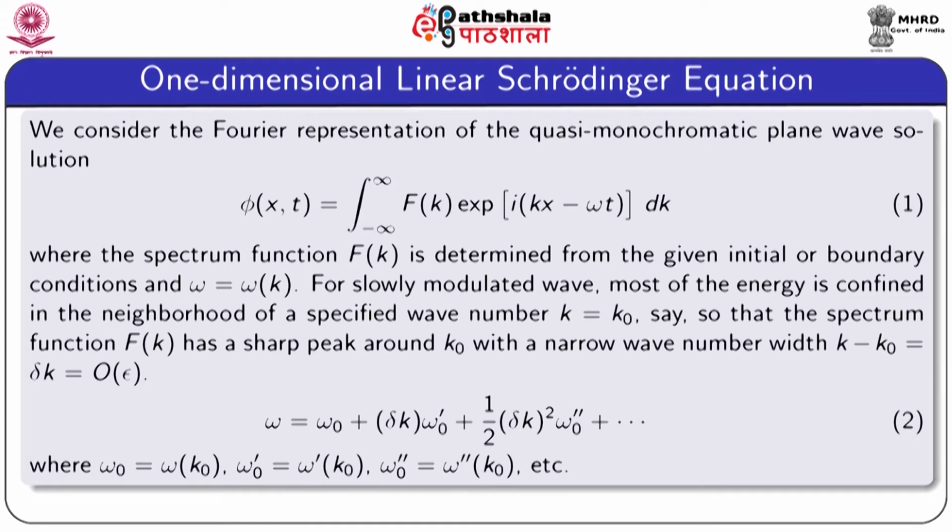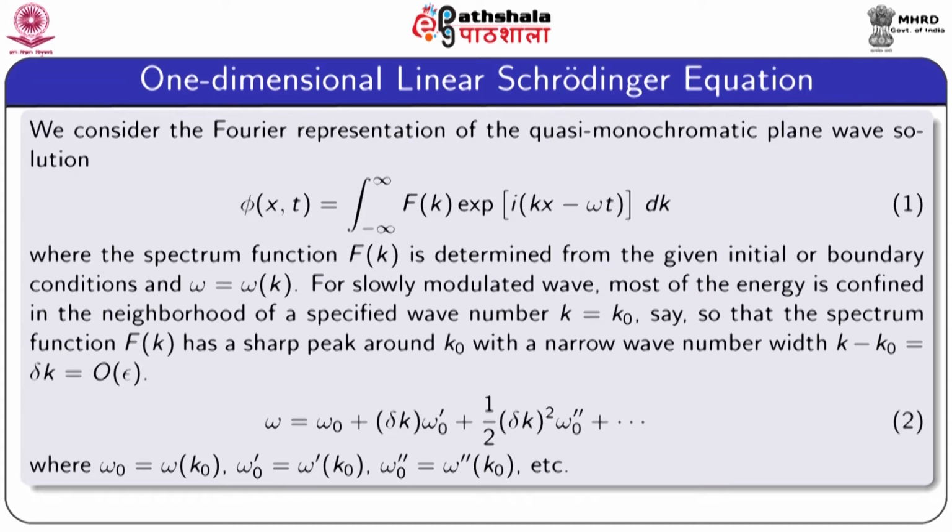Now, for a slowly modulated wave, most of the energy is confined in the neighborhood of some specific wave number, let us say at k equals k0. So the spectrum or the energy has a sharp peak around k0 with a narrow wave number width delta k equals k minus k0, and this delta k is very small and we are assuming that it is of order epsilon.